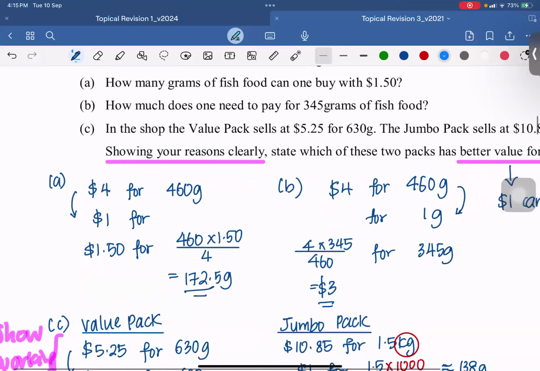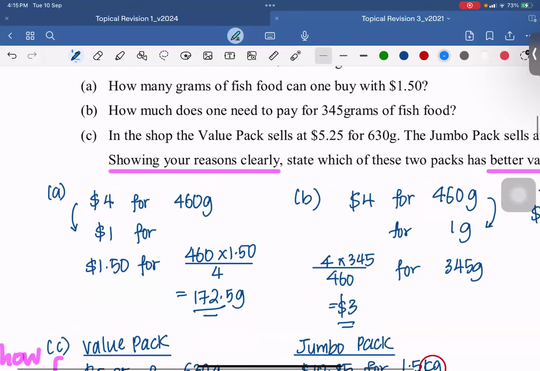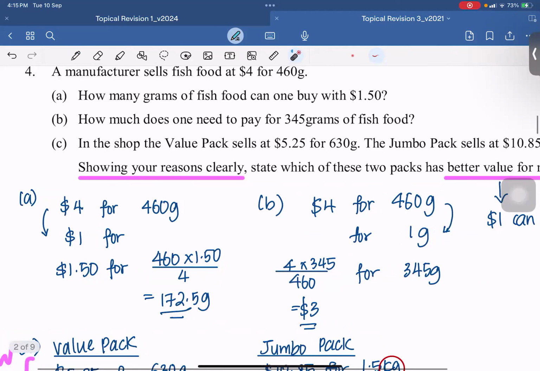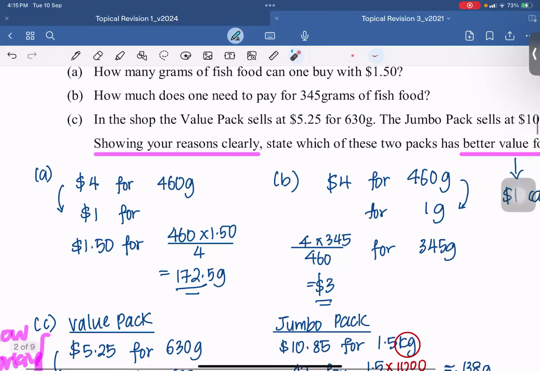So for the first part, I want so many grams. I have $4. I divide by 4 to get $1, times 1.5 to get $1.50. So much. Right? For part D, I have 545 grams. So I change my gram to 1 gram. So I divide by 460. I want to get 345, I multiply. Then I get this answer. These two questions should be easy for you, correct?